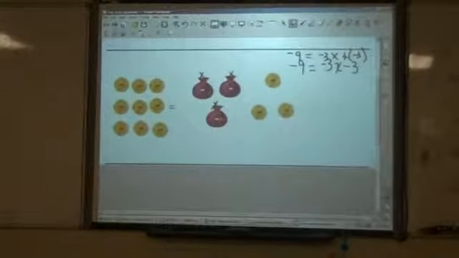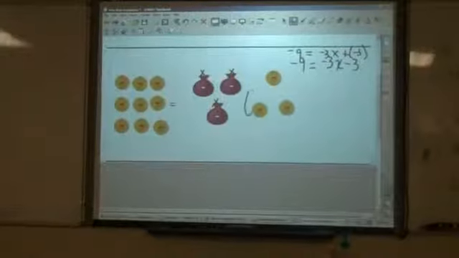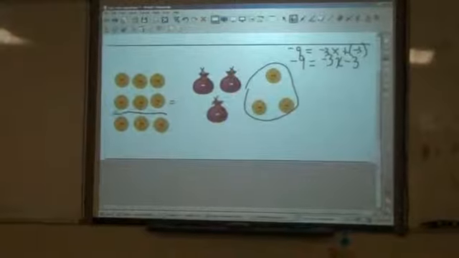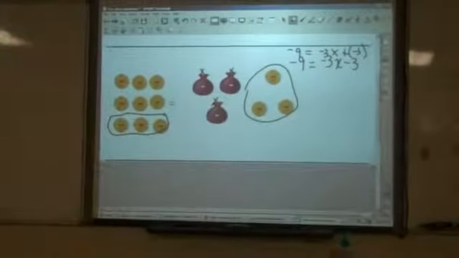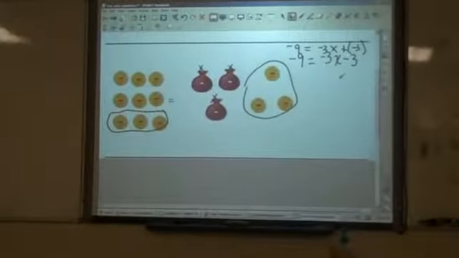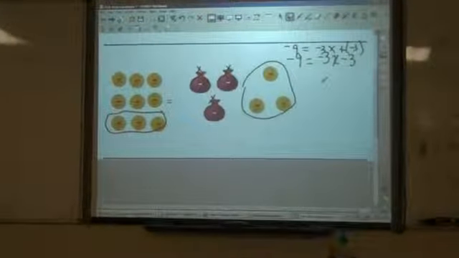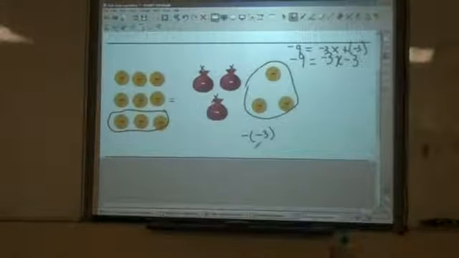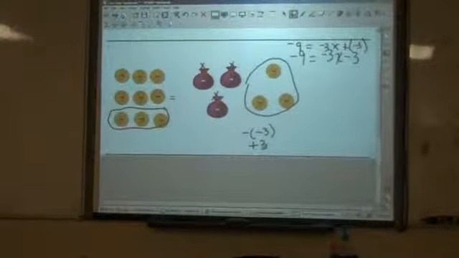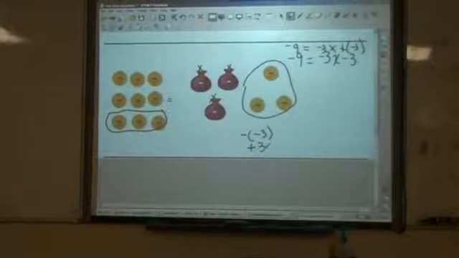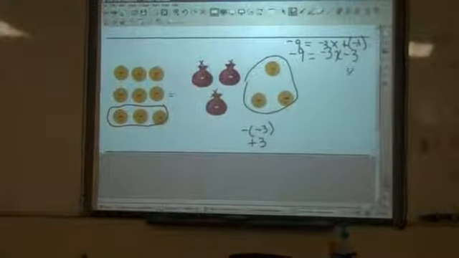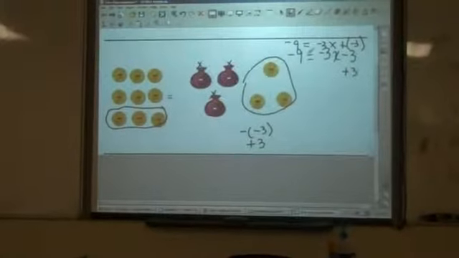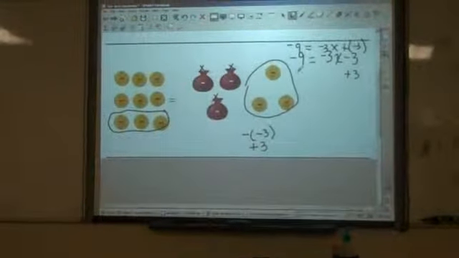So I want to get the coins by themselves. The first thing I'm going to do is take these 3 negative coins and these 3 negative coins, and take them out. Taking away a negative 3 is the same thing as adding 3. Subtracting a negative is adding a positive. So I'm going to add 3. The opposite of minus 3 is add 3. And to maintain equality, whatever I do on one side, I must do on the other.